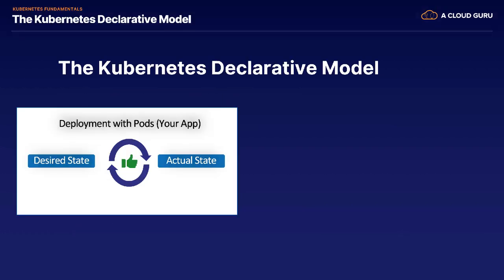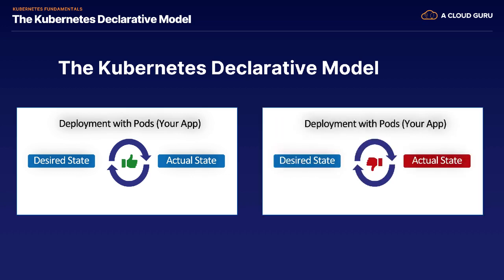So speaking of desired state, let's say that I have a single deployment here with pods inside. Maybe it's running my company's e-commerce application. Kubernetes is constantly monitoring the actual state of the application, making sure that it matches the desired state and that everything is okay. Maybe there's another deployment over here and Kubernetes is monitoring the actual state of that deployment, but it doesn't match the desired state that was in our manifest file.